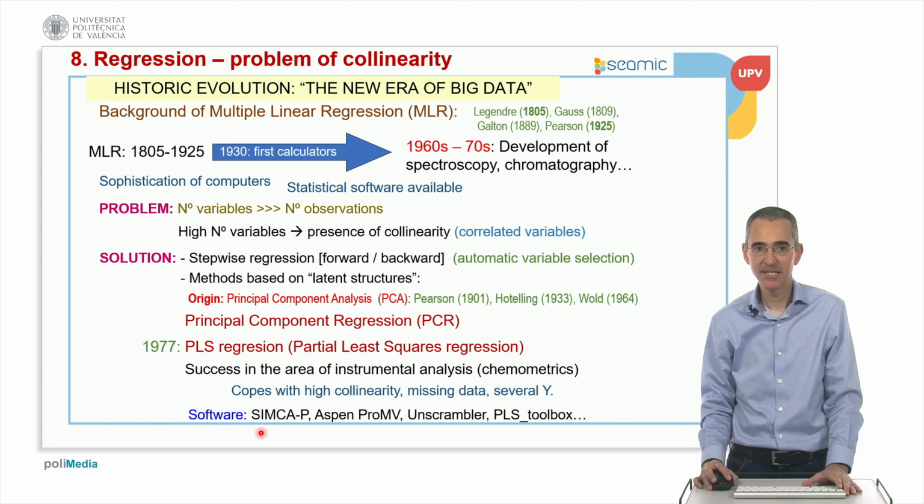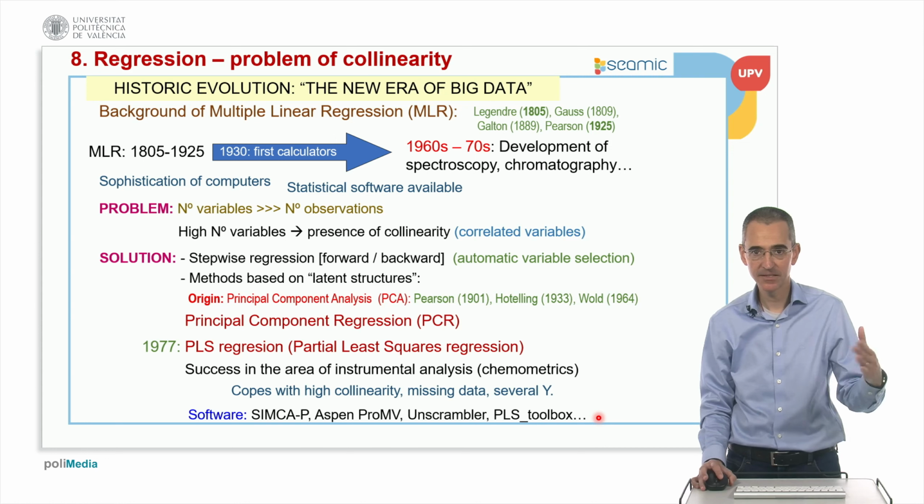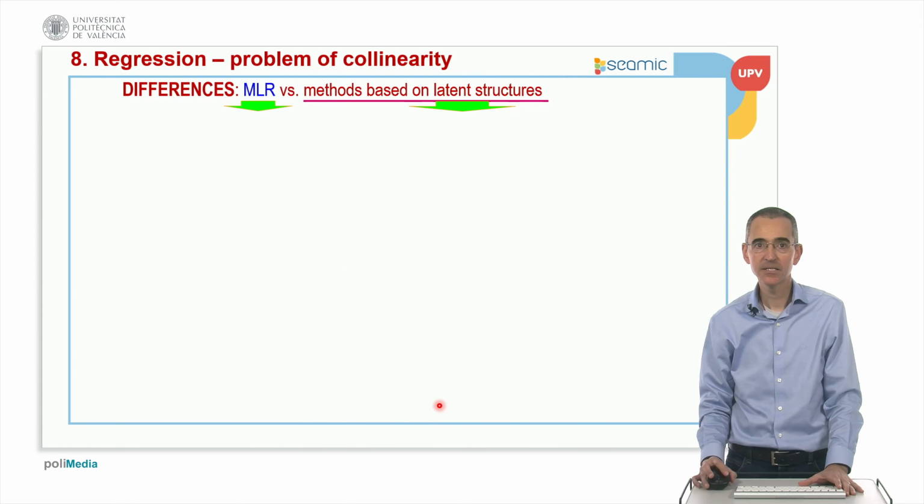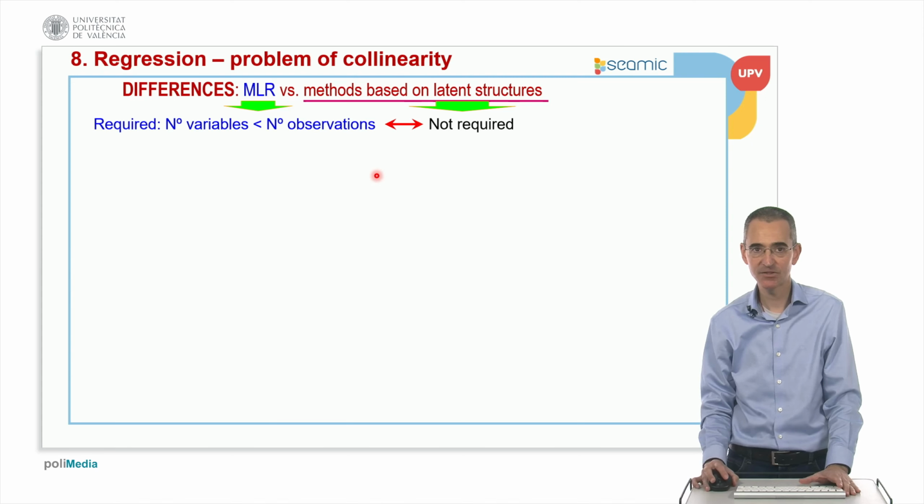There are many software available like SIMCA-P, Aspen, and Unscrambler. If you try to find on the internet, you can find different software that are able to make this regression method. So, what is the difference between multiple linear regression compared with those methods based on latent structures?